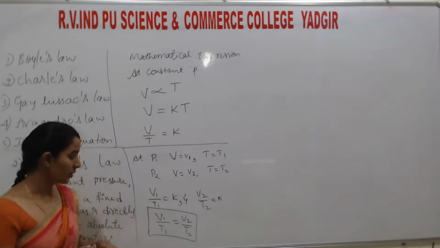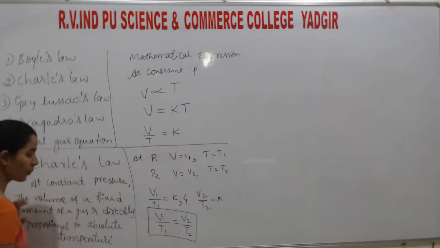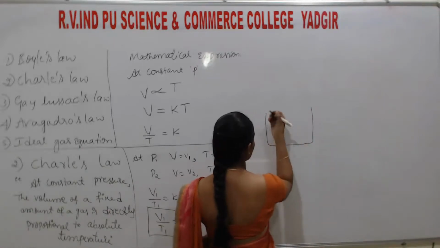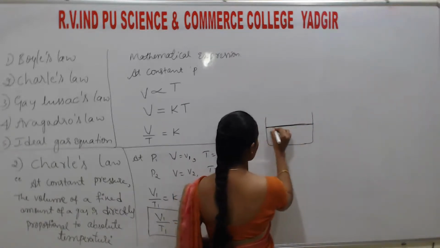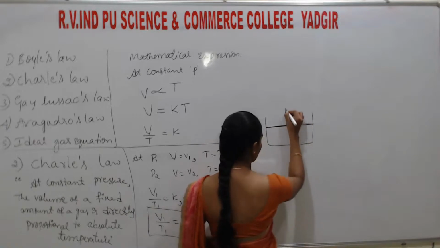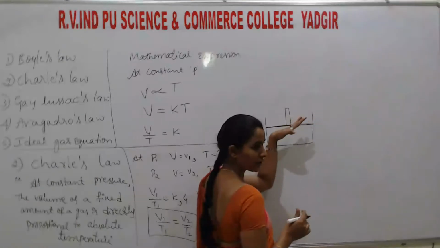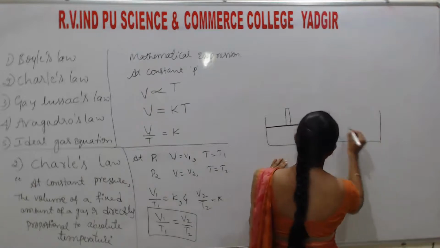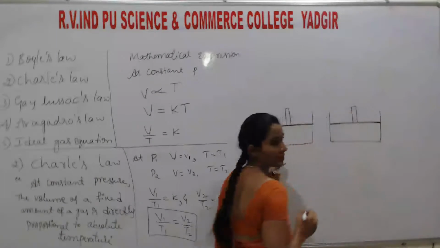Understand, students? So this one, listen. This tells about what? The volume of a fixed amount of a gas is directly proportional to absolute temperature. I'll take this. Here is the container, and this is the volume we are considering. Assume a piston is there. Again the same pressure is there. Understand? We are not changing any pressure. In both cases the pressure is equal because we want constant pressure.